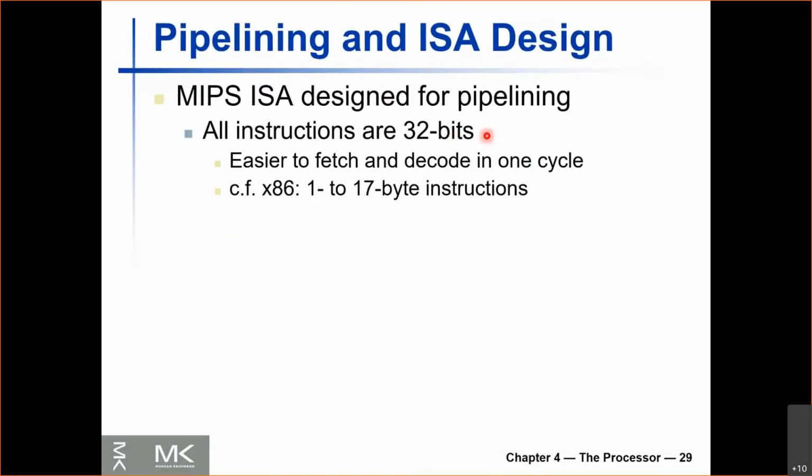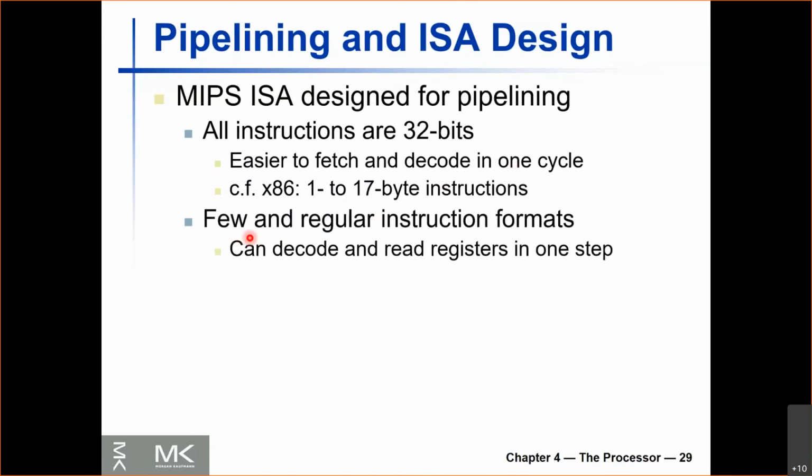So for example, in MIPS, all instructions are 32 bits. That means that instruction fetch and instruction decode are easy and they can always be done in one cycle. Whereas in another ISA like x86, which has variable length instructions, some instructions could be 1 byte, some could be 17 bytes. That means that instruction fetch is complicated because I need to fetch part of the instruction, check what it is, and then fetch the remaining part. So instruction fetch is complicated, and so is instruction decode. That makes it hard for us to divide them into stages that take one cycle.